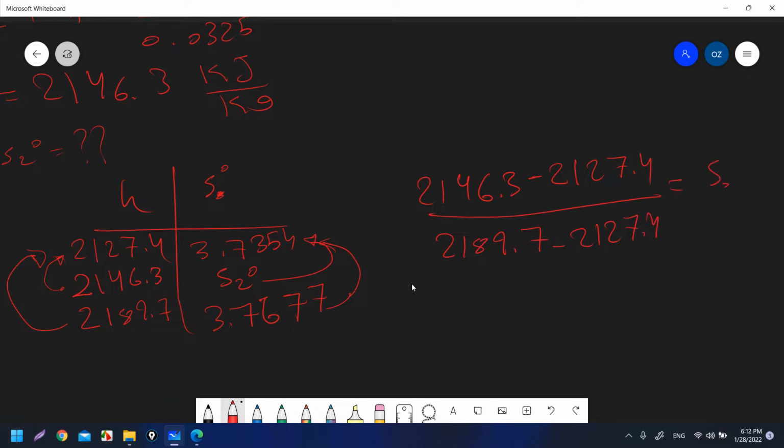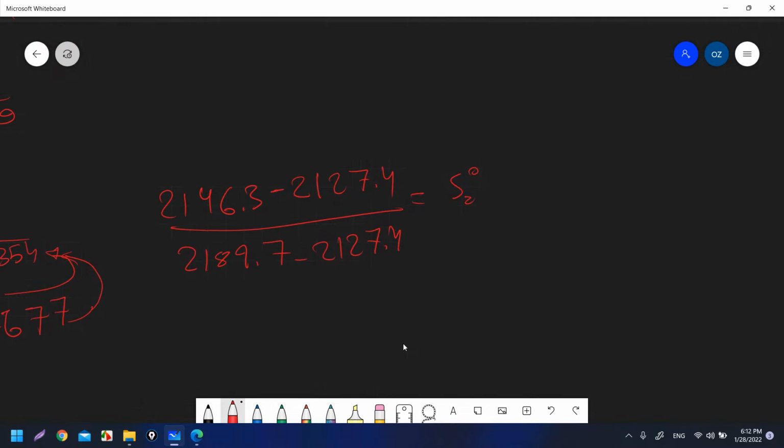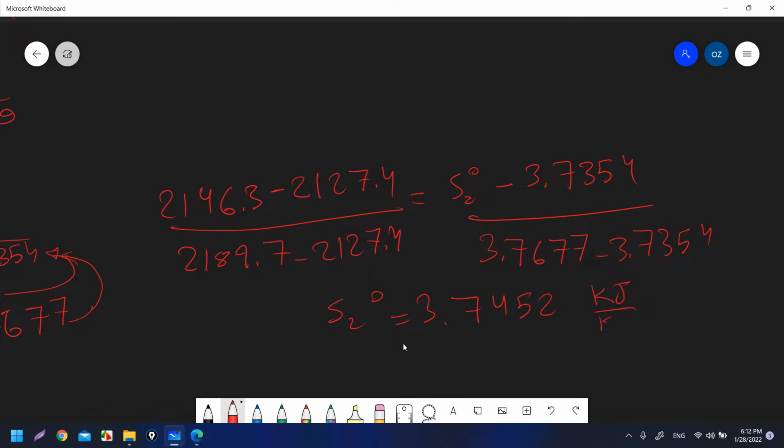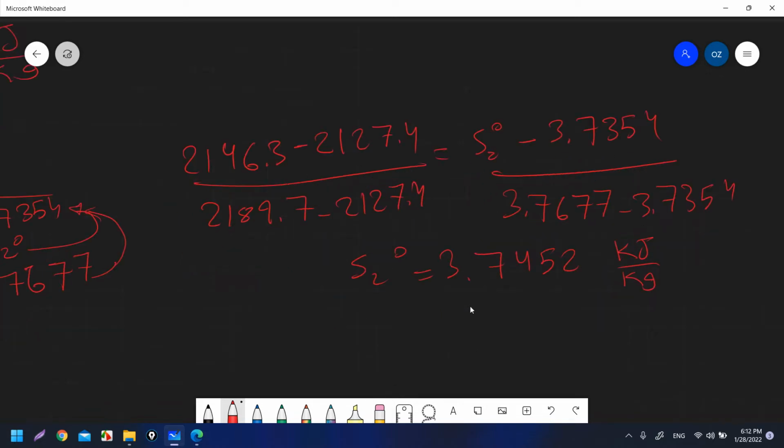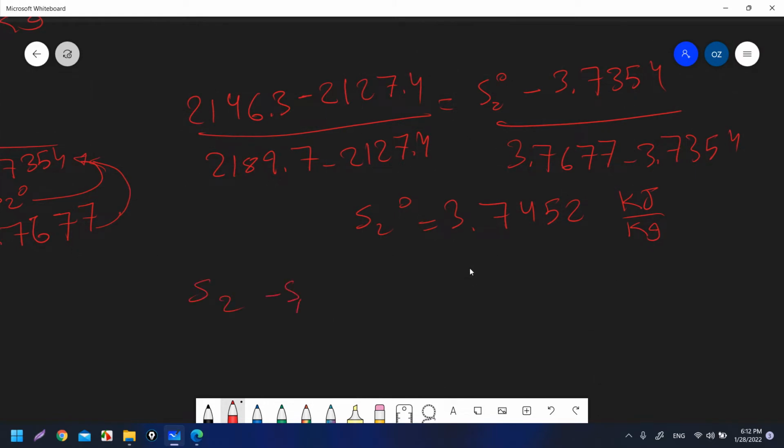Equal to S2 naught minus 3.7354, over 3.7677 minus 3.7354. S2 naught will equal 3.7452 kilojoule per kilogram Kelvin. So finally you have S2 naught and S1 naught, so you can say that S2 minus S1 equals S2 naught minus S1 naught, and this will equal 3.7452 minus 1.70203. This will give you 2.0432 kilojoule per kilogram Kelvin.